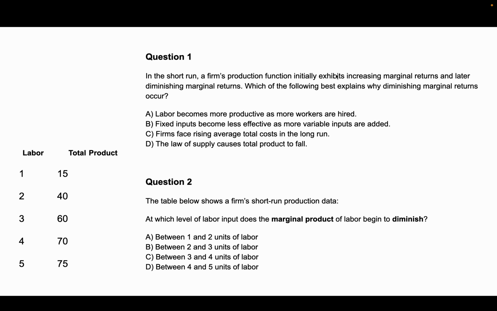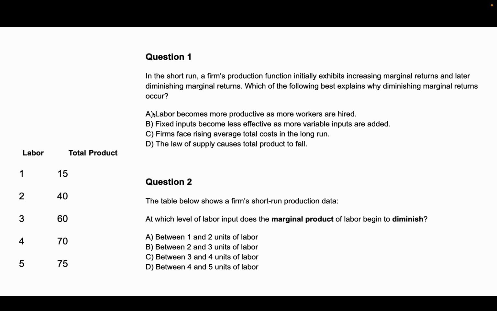So based on that, what would be the answer? Well, it can't be A. Labor becomes more productive as more workers are hired. That can't be true, because if that was true, we would have an exponential production function. And that just doesn't make sense. It can't be C. Firms face rising average total costs in the long run. That can't be true. The law of supply causes total product to fall. That's against the law of supply. So not only is that just incorrect, but it doesn't make sense in this problem. So we get our answer as B.